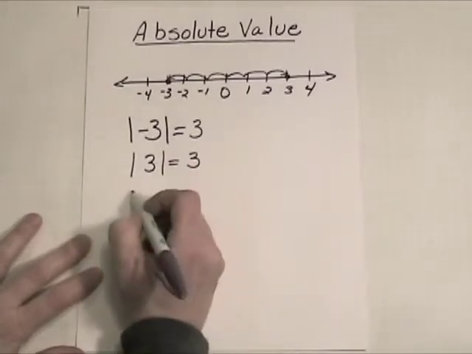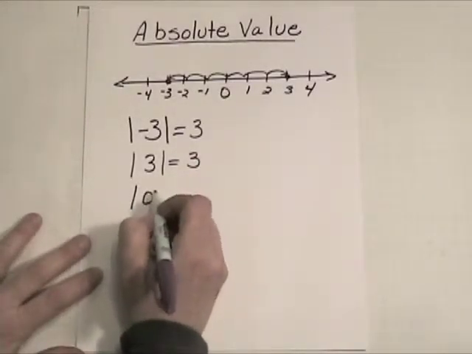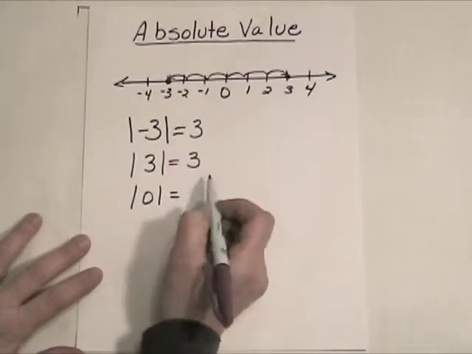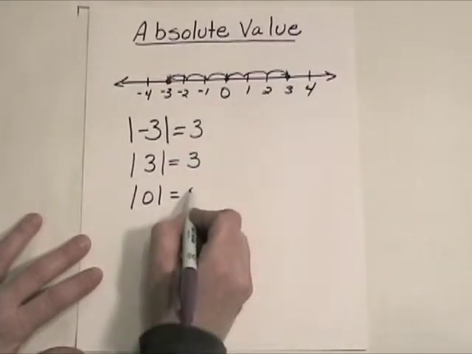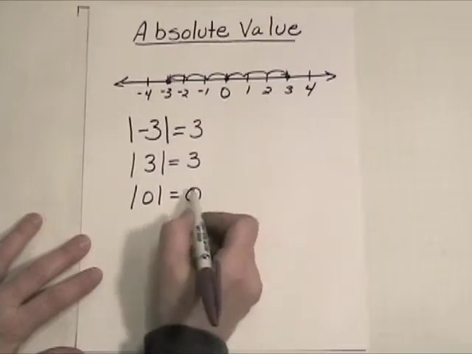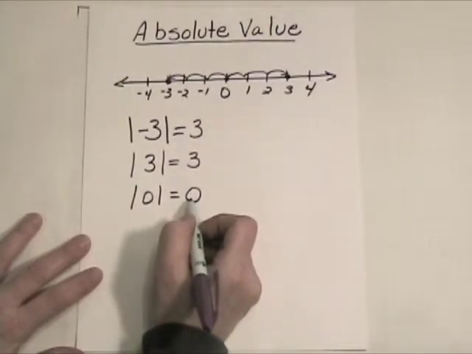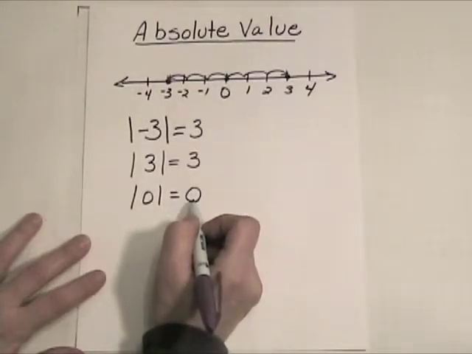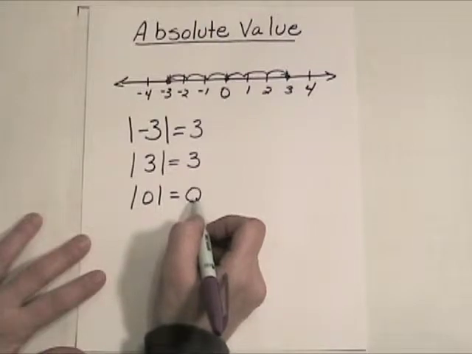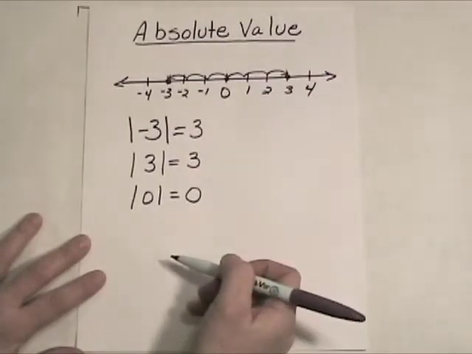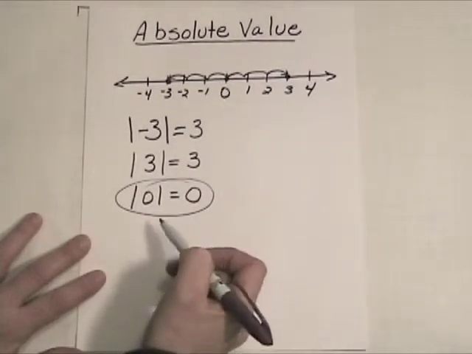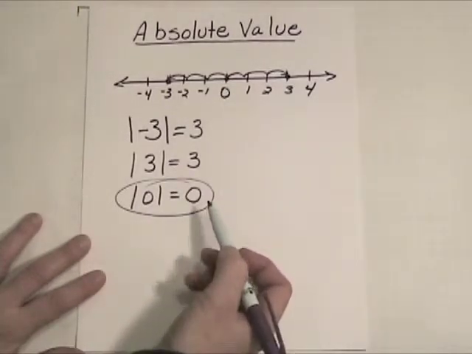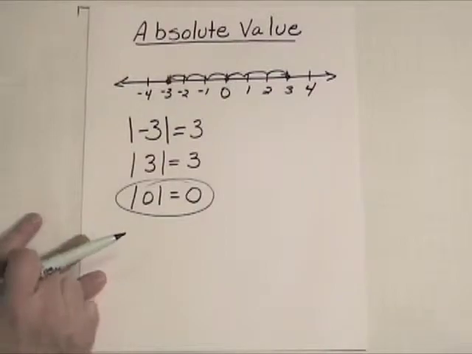Alright, so what would the absolute value of 0 be? Well, how far is 0 from 0? It's no jumps at all. Now remember, 0 is not a positive nor is it a negative number. So we can't say that absolute value always turns out to be positive because 0 itself is a special case and it is neutral. But we can say that absolute value will always be non-negative.